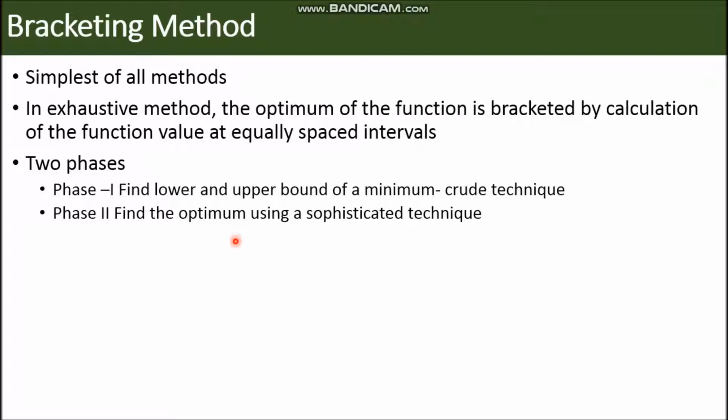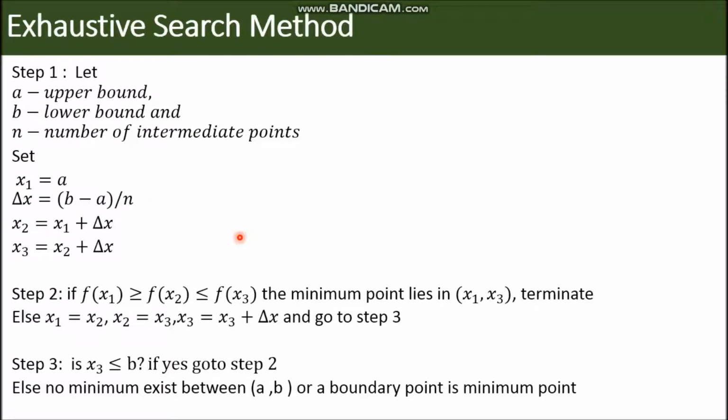So in phase 2, after finding out the upper and lower bound, we are going to use one sophisticated technique to actually locate where your optimum value lies. So we will discuss the exhaustive search method used to find out the local optimal point. We will discuss the steps directly.